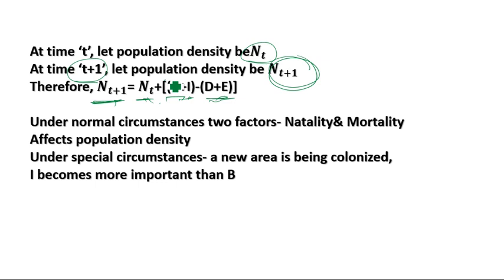Okay, now the difference of the birth rate, natality and immigration with the death rate and emigration will give you the relative growth rate, how much growth has happened. Now see, under normal circumstances, meaning everything is fine, no problem, no war, no calamity, nothing.